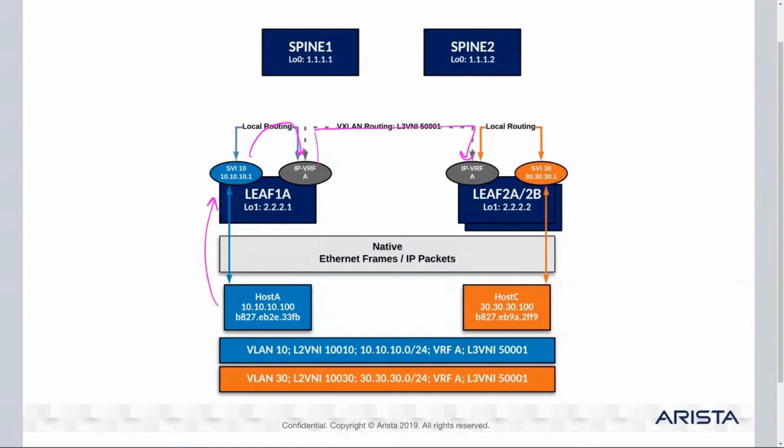Once leaf 2A 2B receive this VxLAN packet, they look at the L3 VNI, and that's what provides signaling to them as to which VRF they should perform the local lookup and forwarding operation in when they route into the destination subnet that they see in the inner IP header. So in other words, because 50,001 is associated with VRF A on leaf 2A 2B, they're going to perform the local routing operation into the destination subnet of 30.30.30/24 within VRF A. Once they perform that local routing operation, then it's ultimately just bridged down to the destination host.